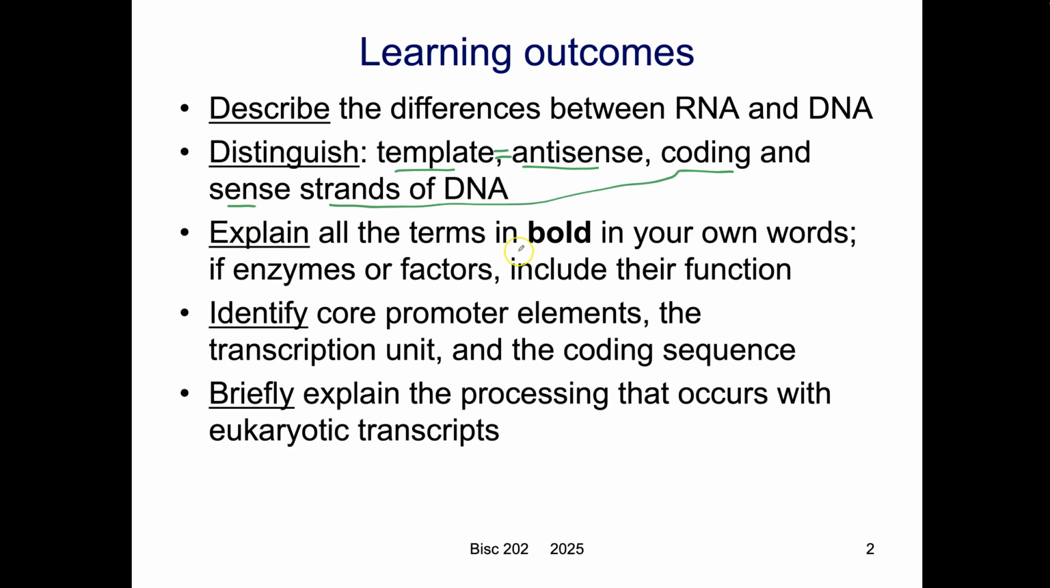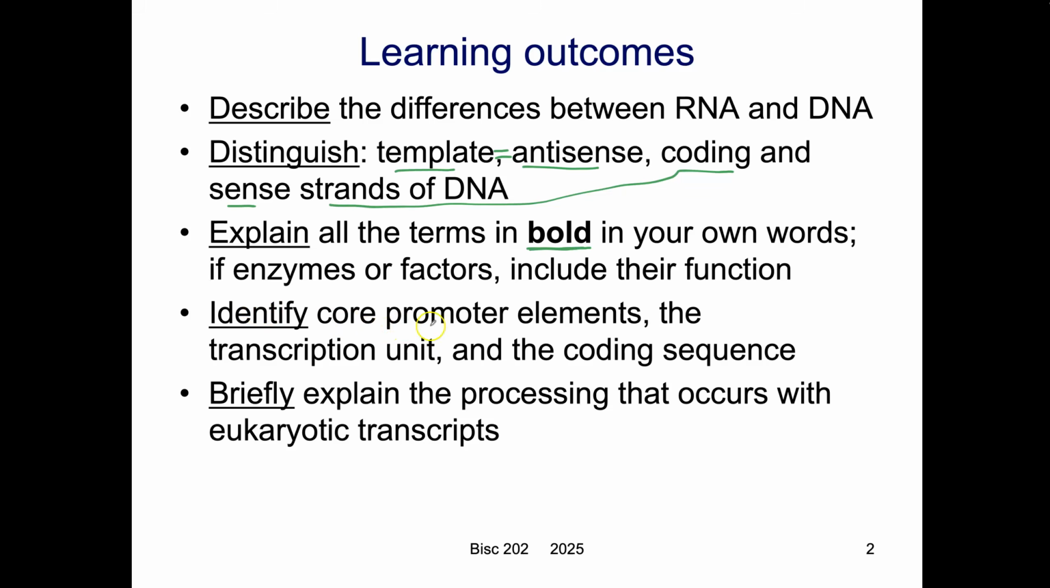And then any term that I've bolded needs to be explained in your own words. So if I had put template strand in bold, which I should have done, then you would be able to explain that in your own words. If it was an enzyme like RNA polymerase, or some kind of factor like the sigma factor, that includes what the function is. What does this do, and when does it act, and that kind of thing.